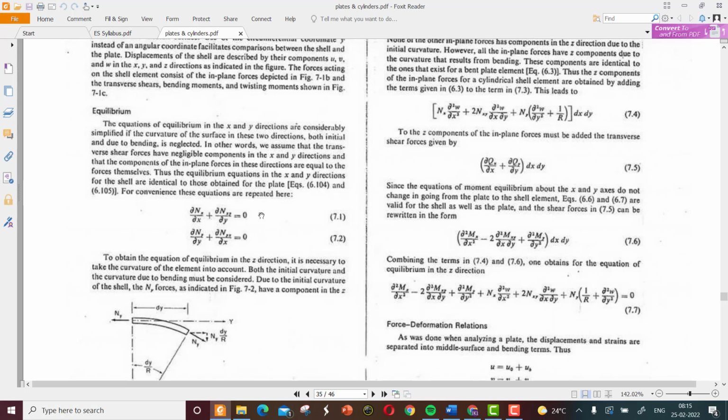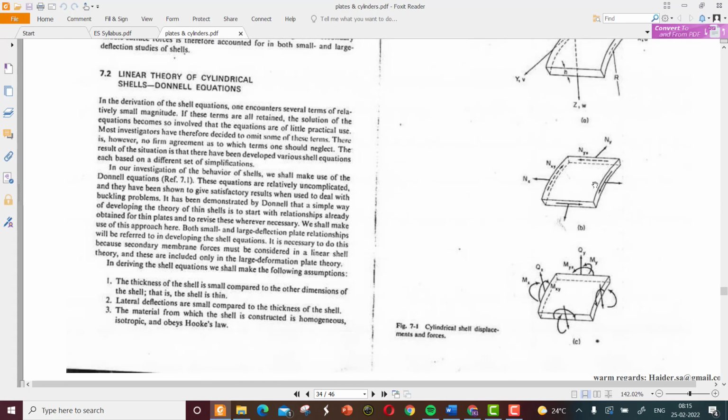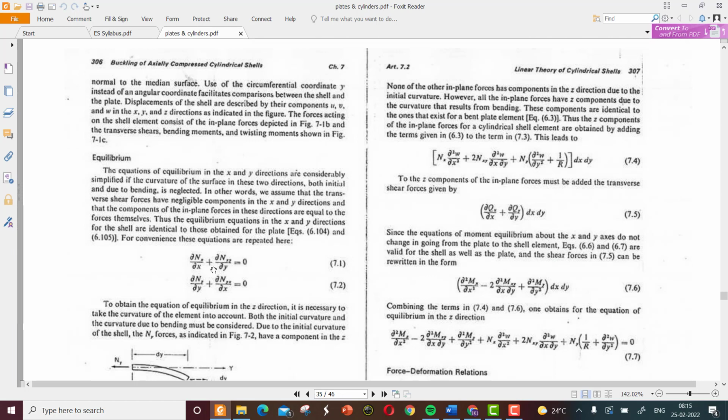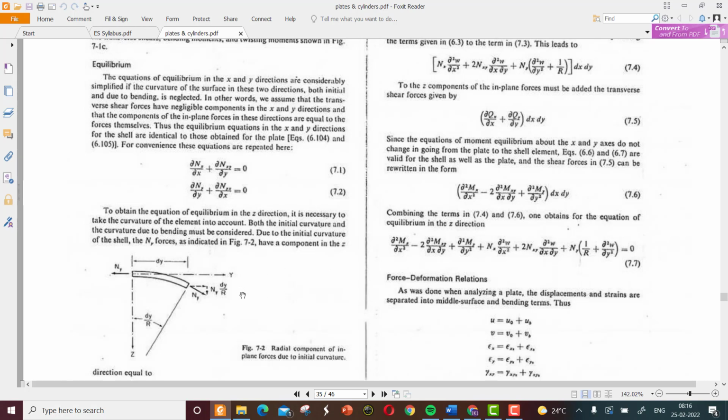So when you write the equilibrium equations considering the in-plane forces, you have dou Nx by dou x plus dou Nxy by dou y equal to 0, and dou Ny by dou y plus dou Nyx by dou x is equal to 0. And these equilibrium equations in the x and y directions for the shell are identical to those obtained in the equations of the plate in the previous chapter, and that is just reproduced here. Now our focus is on finding the equilibrium in the z direction.